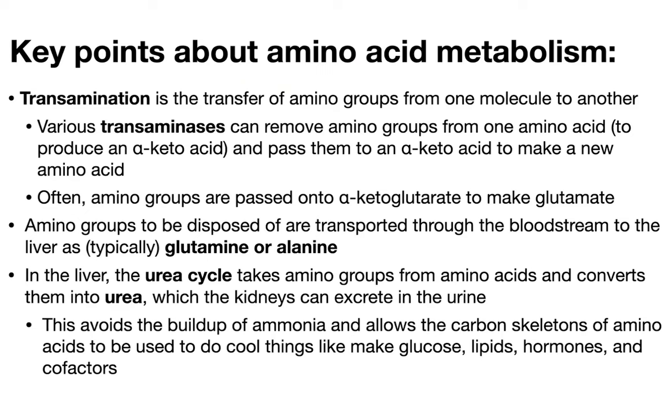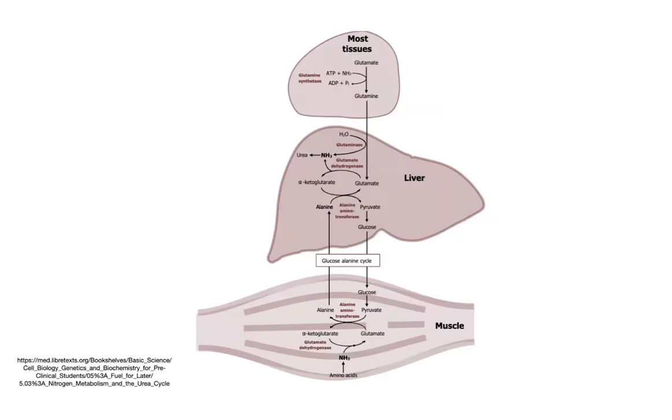For the key things, transamination is the process of transferring an amino group from one molecule to another. If we transfer an amino group from an amino acid, what we're left with is an alpha-keto acid. That will let us interconvert amino acids. It'll allow us to, say, make glutamine or alanine from the amino groups of those amino acids.